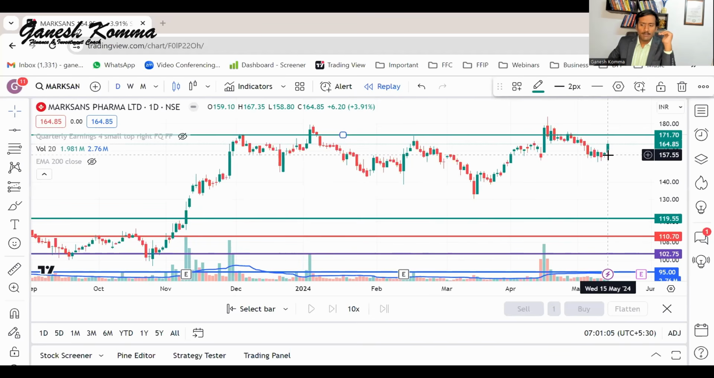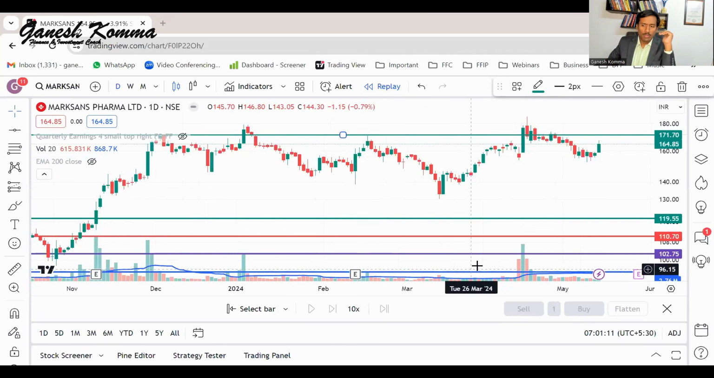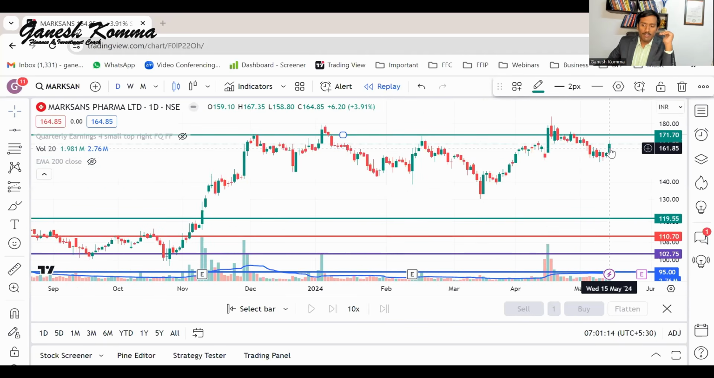Yesterday, it has started moving. It has given a 3.9% move. Volume could be much better, right? But yes, if it is breaking out this zone, it can pick up more strength. So this is its immediate resistance.